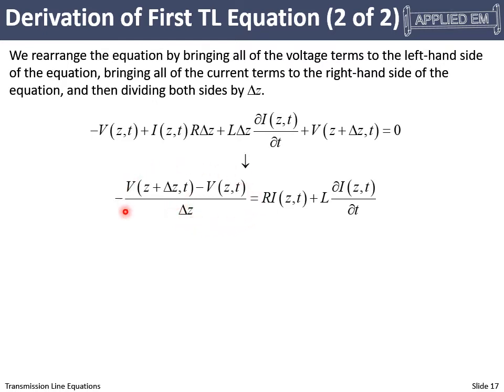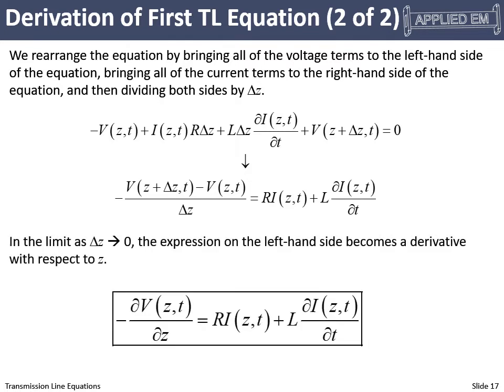Now let's look at this term for a bit. V at Z plus delta Z, T minus V of Z, T divided by delta Z. And if we go back to our calculus, what we'll see is that is the actual definition of the derivative of V in the limit as delta Z goes to 0. So that's exactly what we do. In the limit that delta Z goes to 0, this term on the left becomes a derivative. And in fact, it becomes a partial derivative because we have two independent variables, Z and T. So we're not allowed to write that as an ordinary derivative. That is our first transmission line equation.